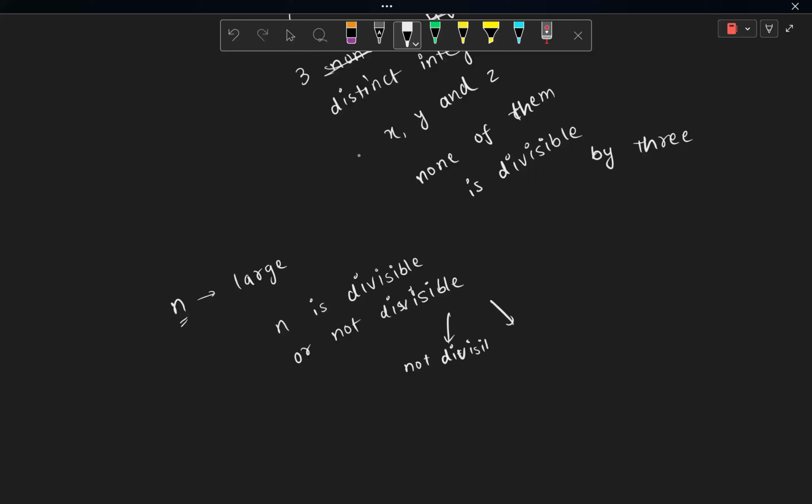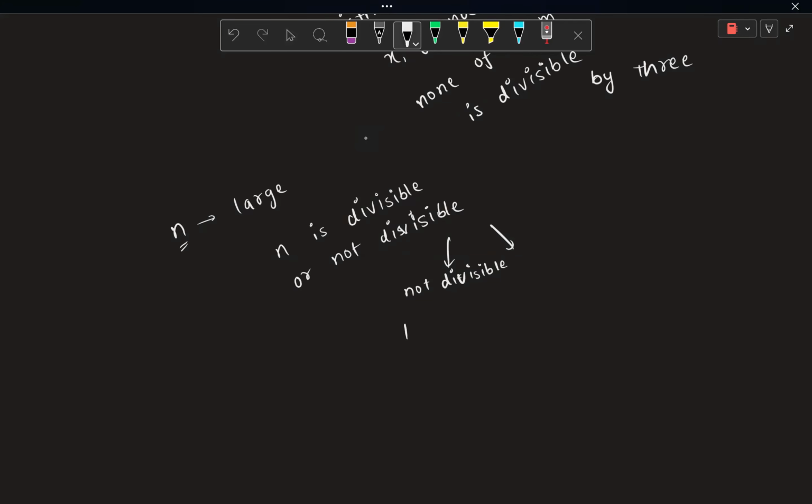Not divisible. Can I say that if I pick up something like 1, 2, and n minus 3, the three elements like this, then none of them would be divisible by 3? Yes, I can say this. This randomly came to my mind, and even if you just try to think a little, you will also get something like this.